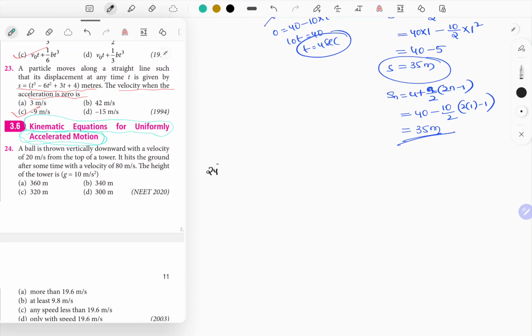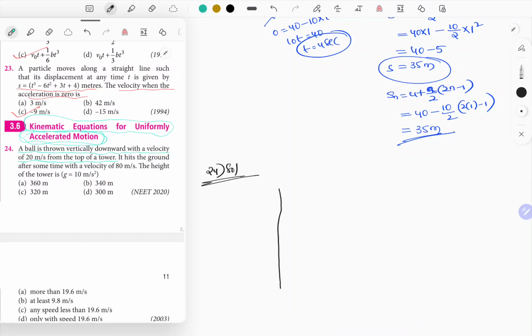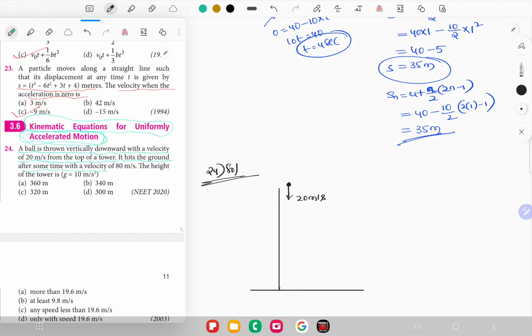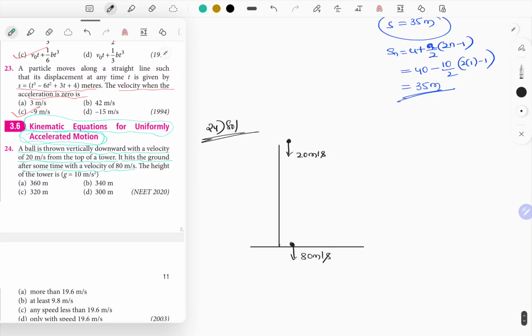Okay, look at question number 24. What are they asking? A ball is thrown vertically downward with a velocity of 20 meter per second from the top of a tower. Assume this is a tower. From this tower, a ball is thrown vertically down with a velocity of 20 meter per second. It hits the ground after some time with a velocity of 80 meter per second. Super. It hits the ground after a certain interval of time with 80 meter per second. The height of the tower is... they have already given acceleration due to gravity, that is 10. They are asking for the height of this tower. Okay, let me calculate.